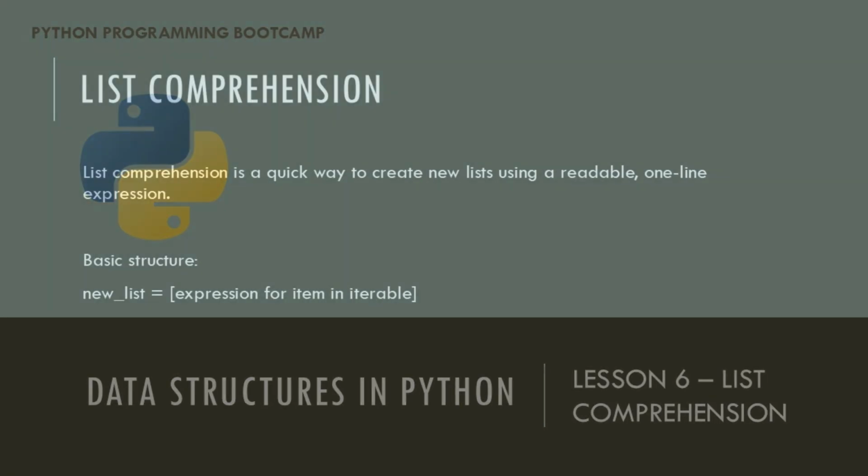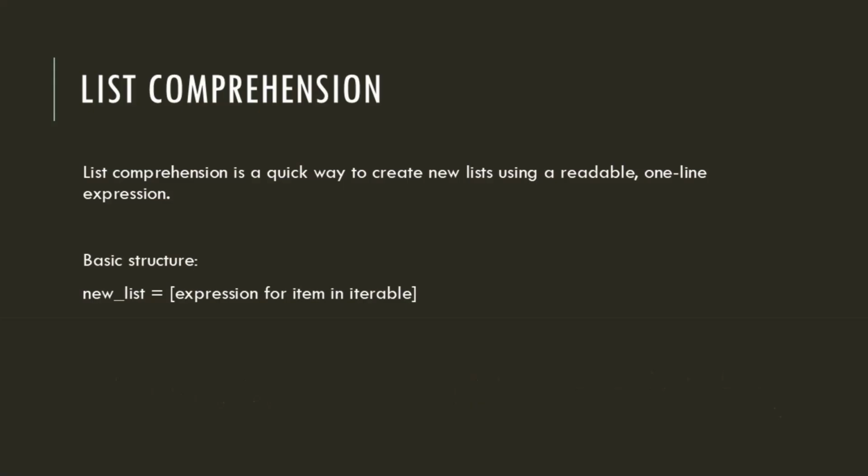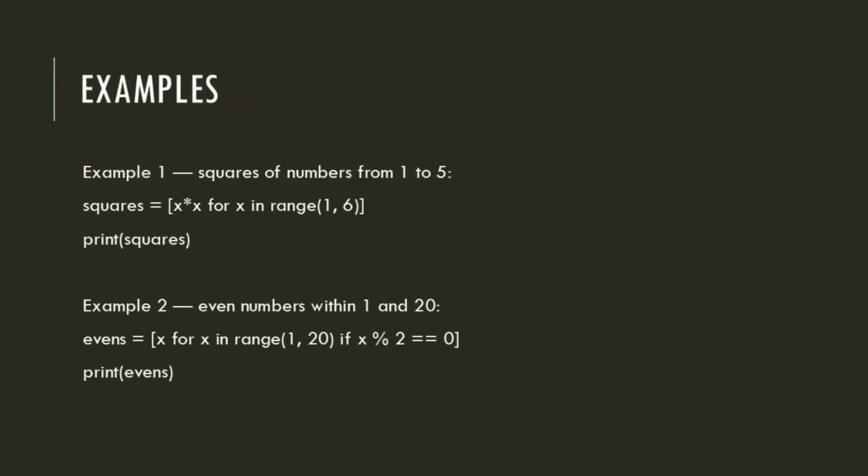List comprehension is a quick way to create new lists using a readable one-line expression. Basic structure: new_list = [expression for item in iterable]. Example 1: squares of numbers from 1 to 5. squares = [x * x for x in range(1, 6)].